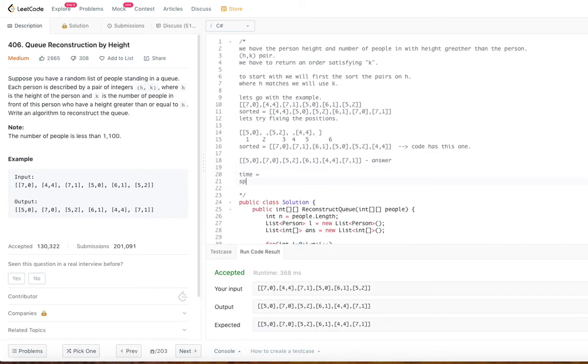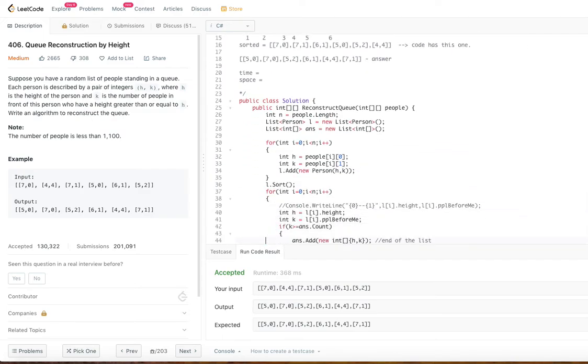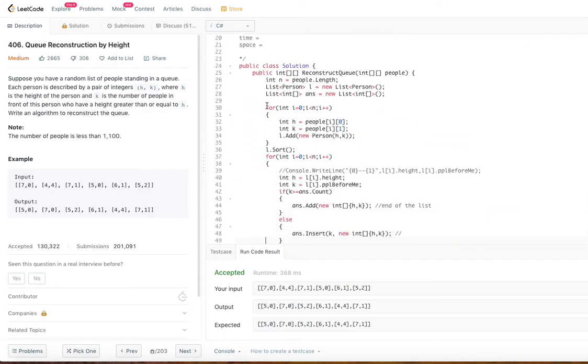So now let's go ahead and look at the time and space complexity for this. Time and space. So we said there are n people, right? And we are going through the n people array and building the list. So how much time will it take? Order of n, right? Plus we are trying to sort. Any sorting would take order of n log n, right? And then we are going through again that full list and trying to build the answer list.